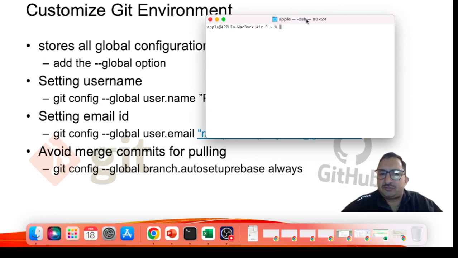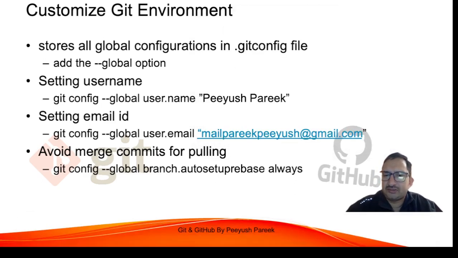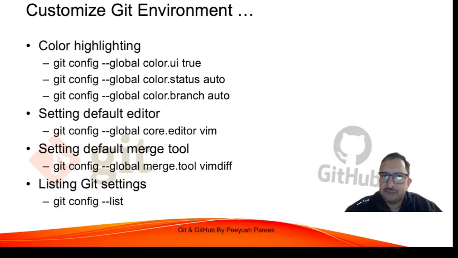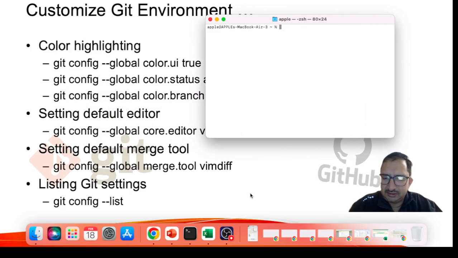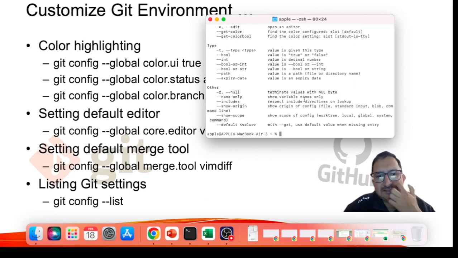Now, for pulling all the Git information into the Git config, it is git config --global branch.autosetuprebase always. So it will store the information over there. We can customize the colors also like this. git config --global color.ui true. It will change the color.